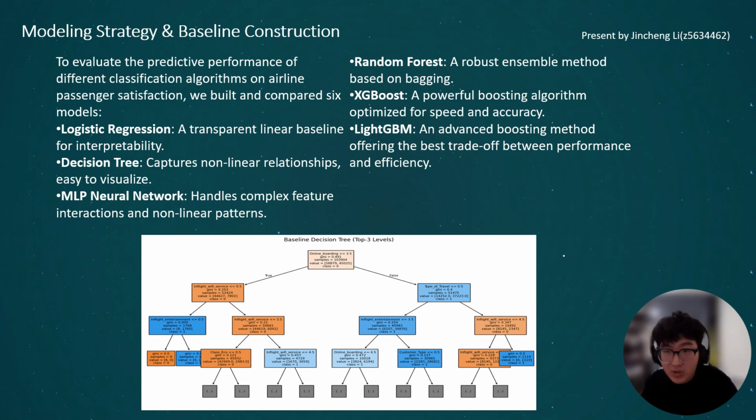As you can see in the picture, this tree shows how online boarding, Wi-Fi, and entertainment are key factors. Poor scores in these lead to dissatisfaction. Orange nodes predict unhappy passengers. Blue means satisfied. It's simple, clear, and helps airlines know where to focus to improve satisfaction.